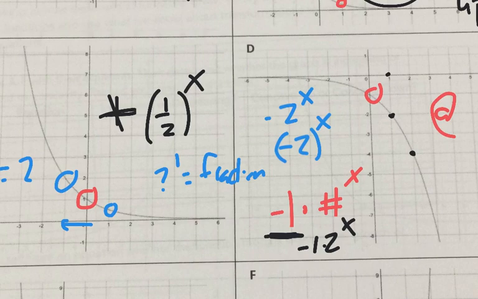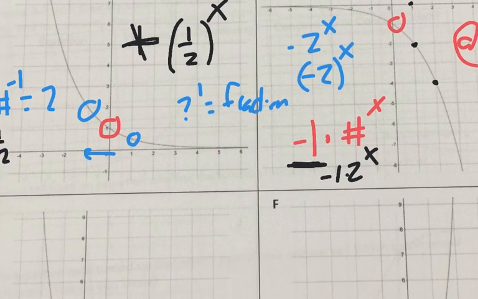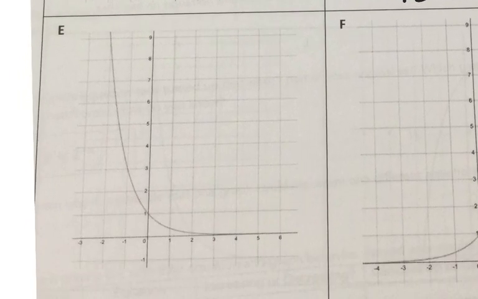Anyways, for D, was it increasing or decreasing? It's decreasing. Concave up or down? Down. We didn't do this for C, did we? C was decreasing and it's concave up. We good with that?